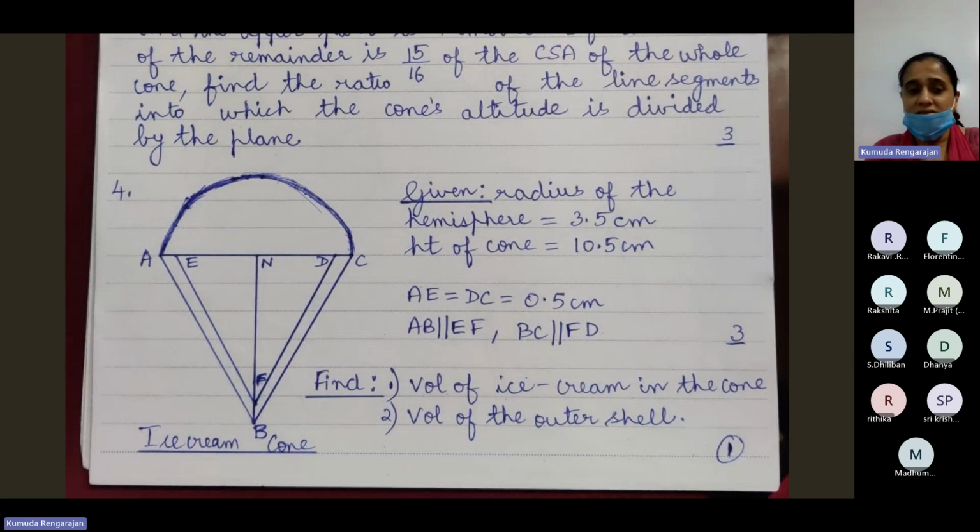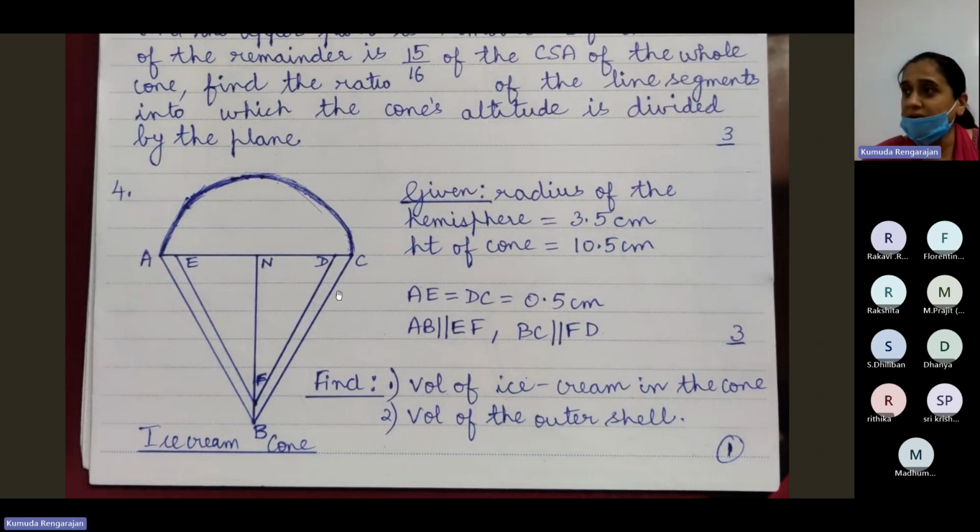Okay, this is an ice cream cone. So you know that the wafer cone is thick, right? The wafer cone which we eat after eating the ice cream, we also eat the wafer cone. That wall is thick. That's why it is shown like this here. The gap between these two lines represents the thickness of the wafer cone. All right. Okay. So what is given?